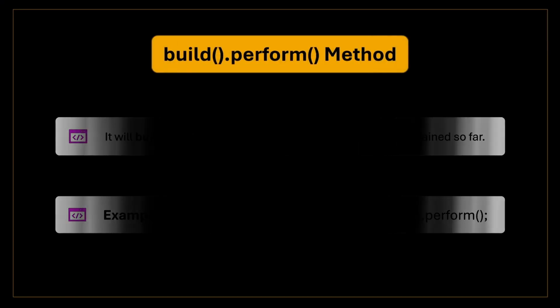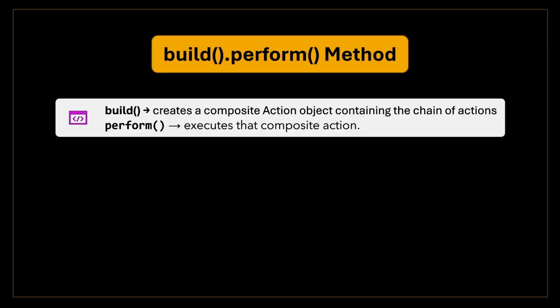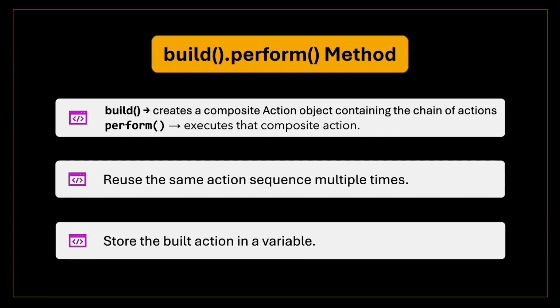On the other hand, when we use build.perform, we are breaking these actions. So here the build creates a composite action object containing the entire chain of actions, and perform then executes that composite action. This is useful when you want to reuse the same action sequence multiple times or store the build action in a variable. This will be more clear to you with this example.